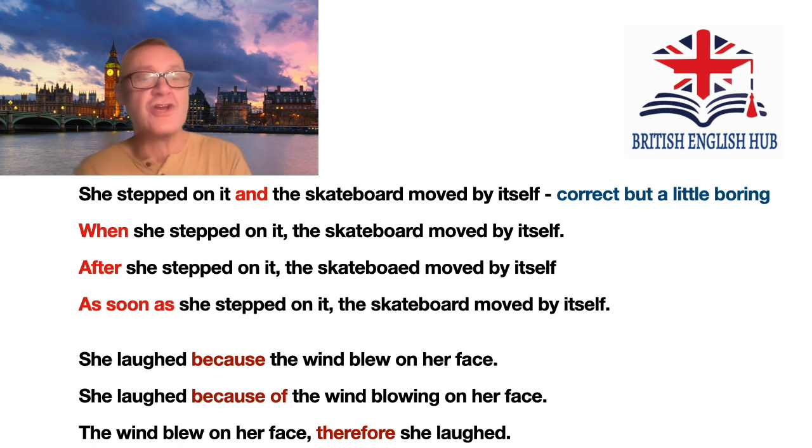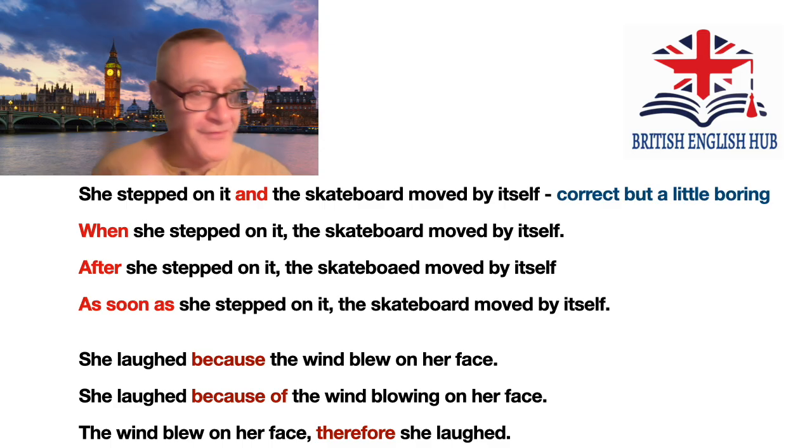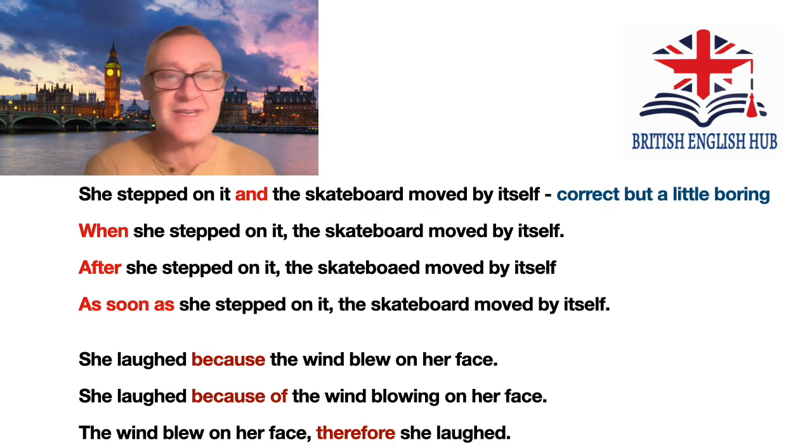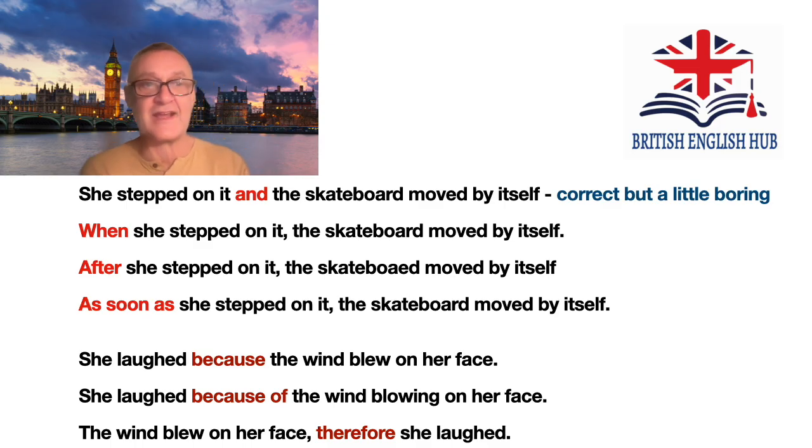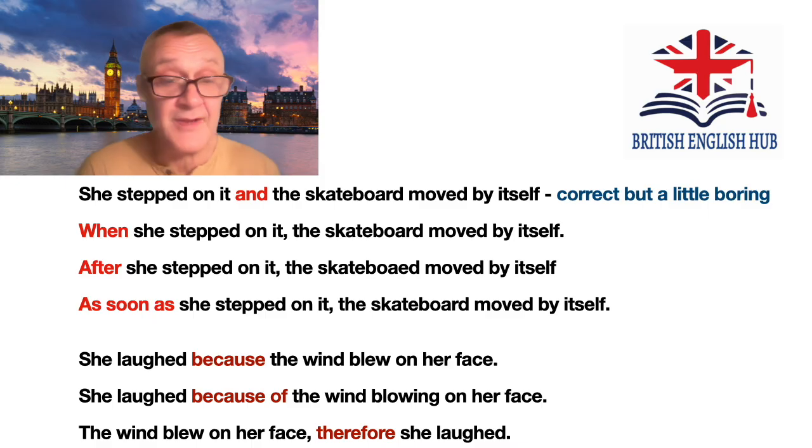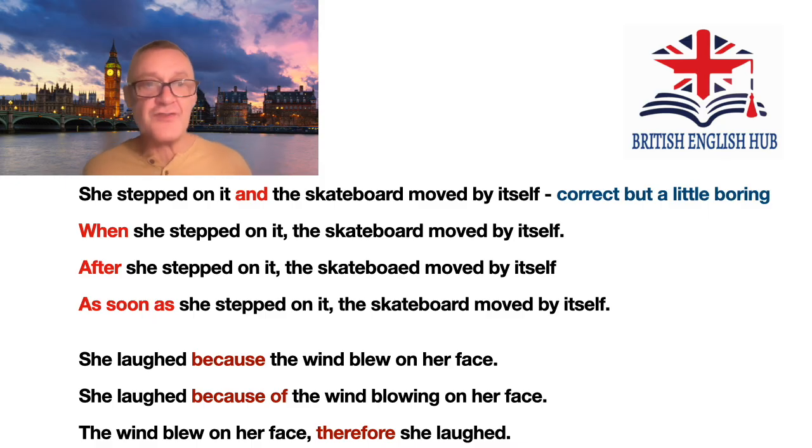The second one here, she laughed because the wind blew on her face. So make a note of that. The wind blew on her face, therefore she laughed. So I'm actually inverting the clauses and using therefore. Okay, because that would be cause and effect rather than effect and cause. So these are all variations of the same sentence. You can vary them in so many different ways using linkers. They are a creative means of structuring sentences. Very, very effective.